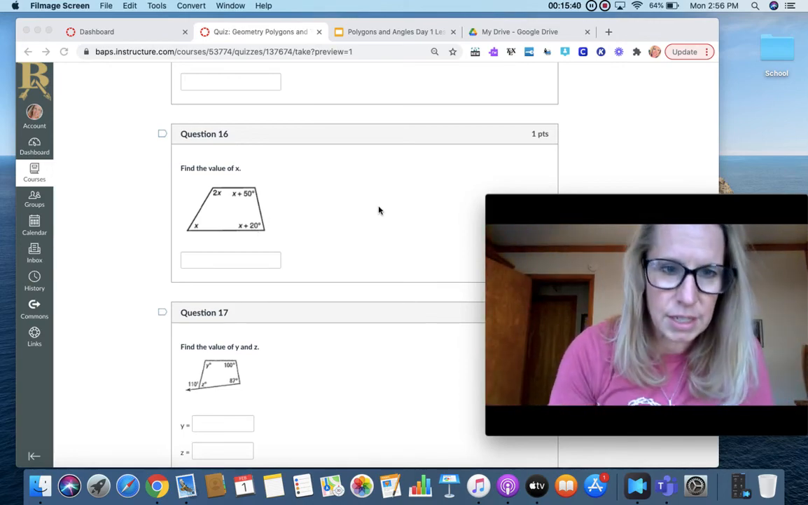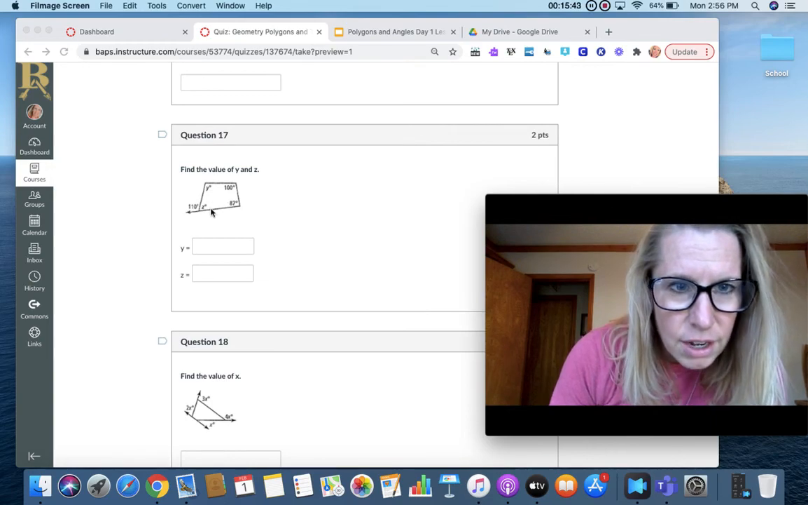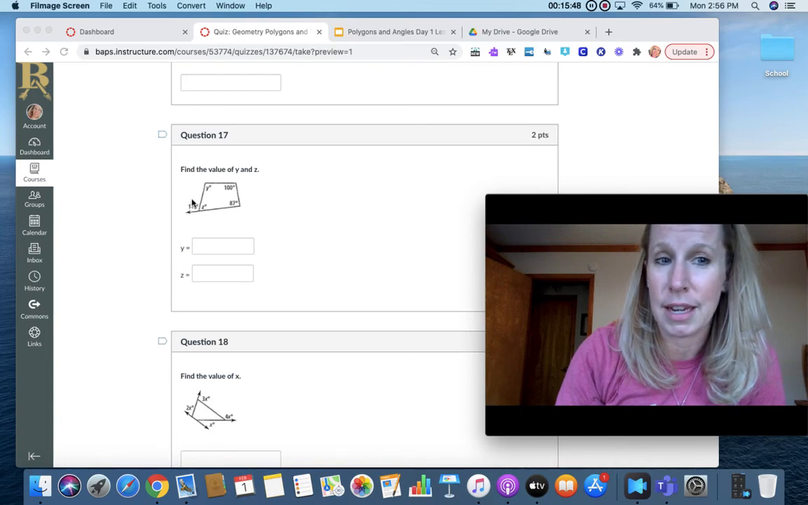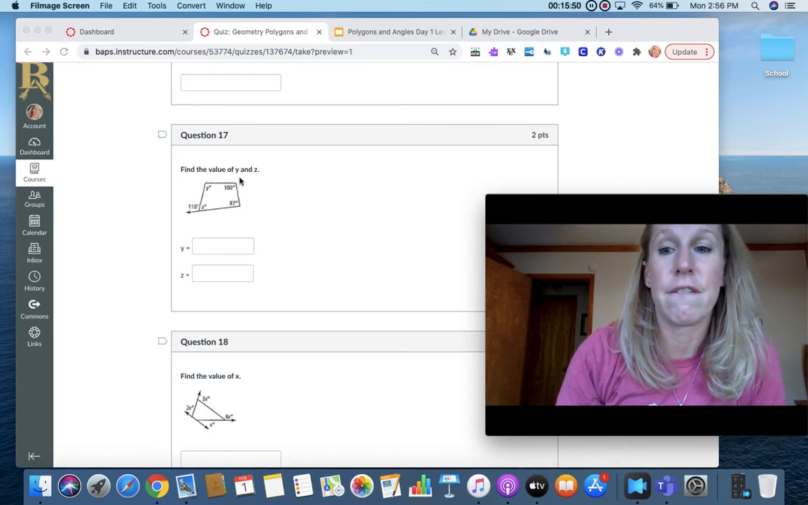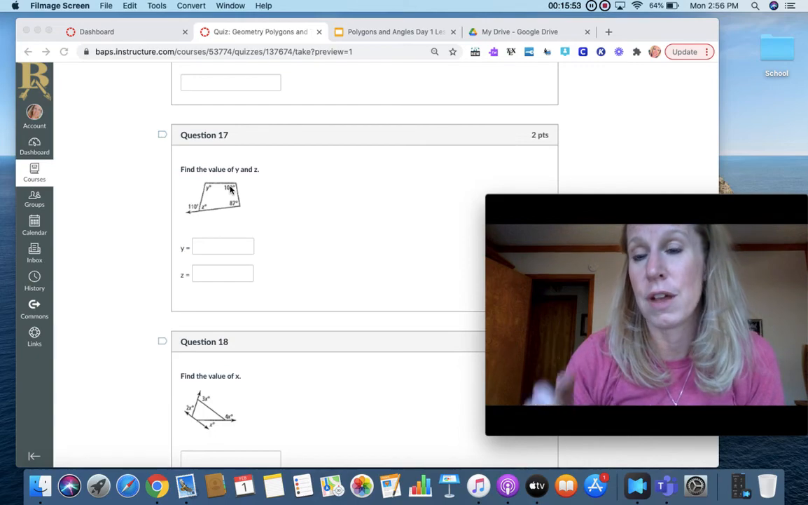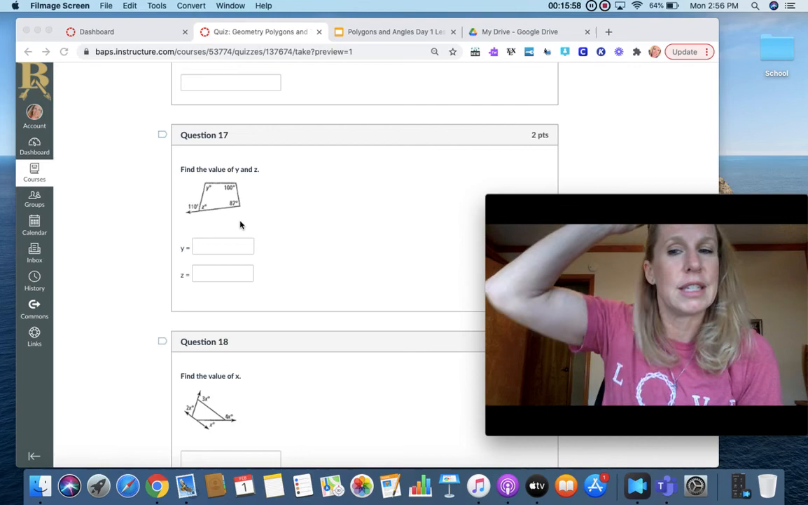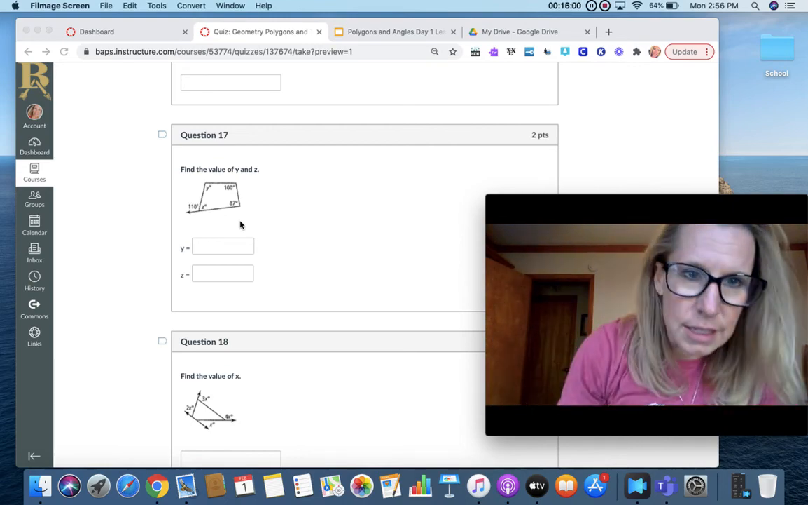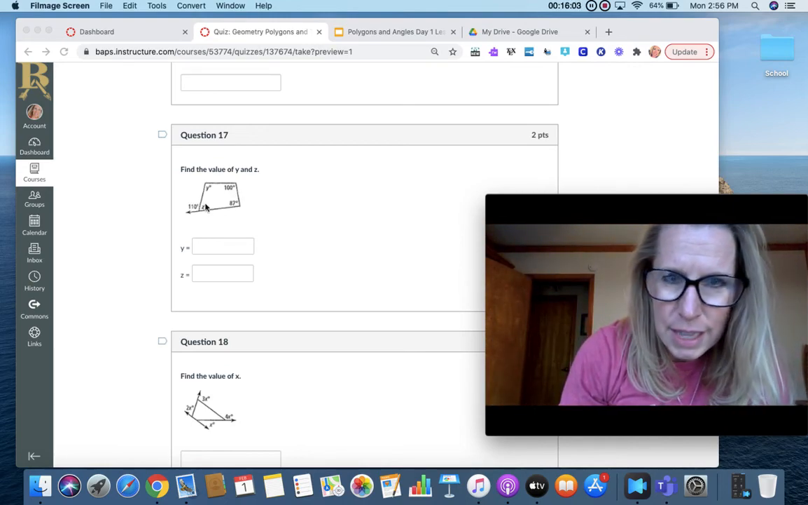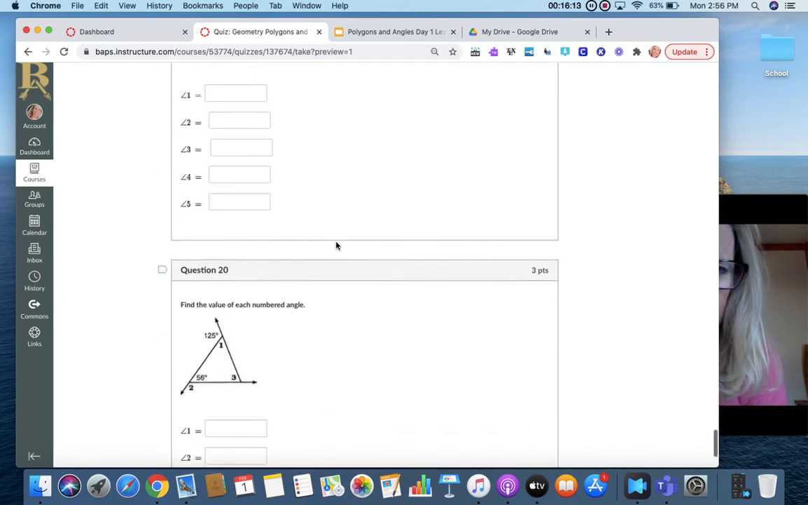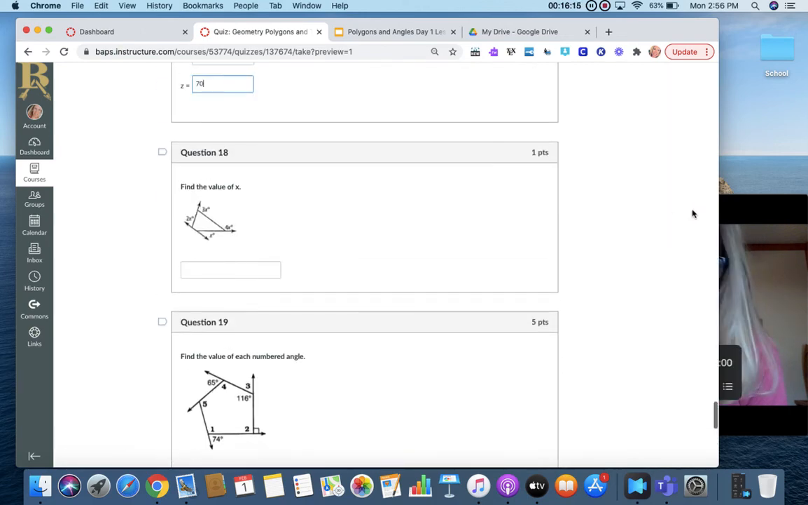Let's look at number 17. These right here are a linear pair, so they add to 180, and then this has 4 sides. So 4 minus 2 is 2. 2 times 180 is 360. You'll do 360 and minus 100, minus 87. And what's this angle right here? What's Z? I hope you said 70, because those are a linear pair, and then you'll be able to find Y.